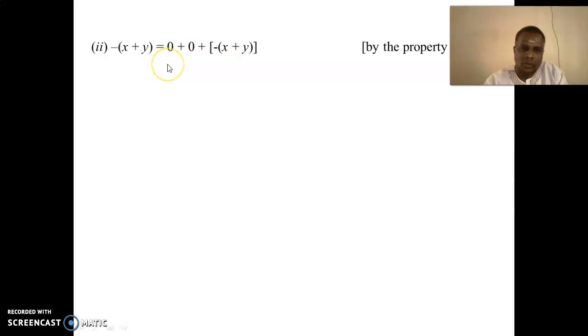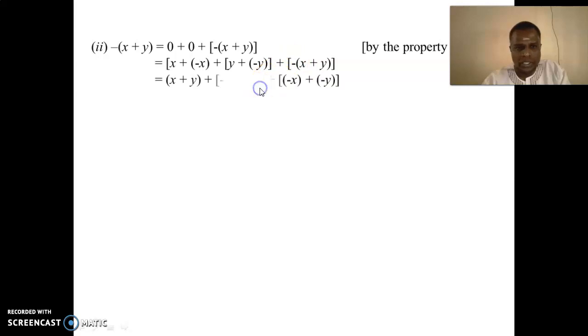Second, the negative of x plus y equals 0 plus 0 plus the negative of x plus y. Just we add two zeros with the term negative of x plus y. We write x plus minus x for 0 and y plus minus y for another 0. The negative of x plus y remains unchanged. We apply the associative law of addition. These two terms become 0. So negative of x plus negative of y.